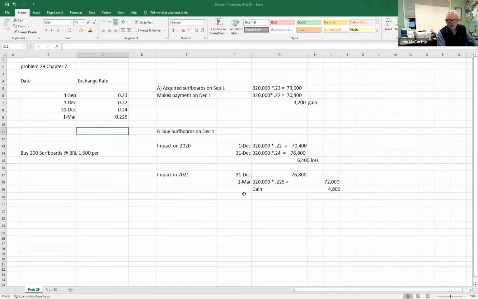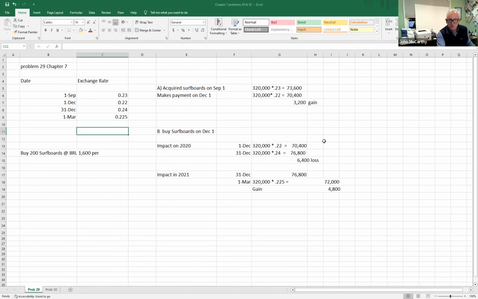Now we'll go back to the Excel spreadsheet. Now B, I don't even see C. Assume that Spindler acquired the surfboards on December 1, 2020. Maybe I didn't do C. Well, we'll do it in real time. Spindler acquired the surfboards on December 1, 2020, and made payment on March 1. So what's the impact in 2020 and 2021?